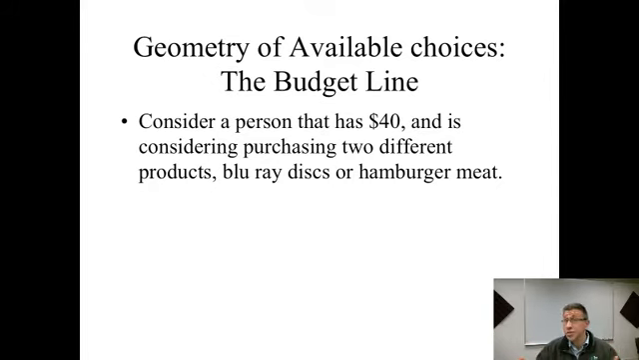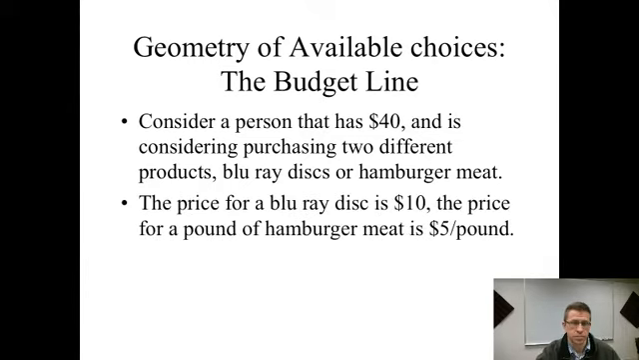Once again, if you wanted to extend this where you had three products where one was savings, you could do it. You then just have to start to rely on calculus, right? Or multiple periods gets a little trickier. So that's two products, Blu-ray discs or hamburger meat. So you have $40. Price of a Blu-ray disc is $10. The price for a pound of hamburger meat is $5.